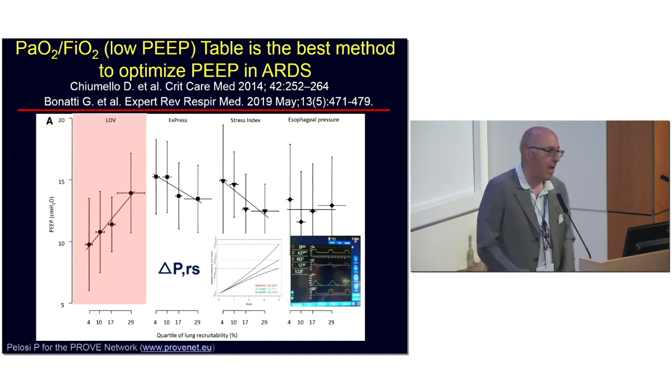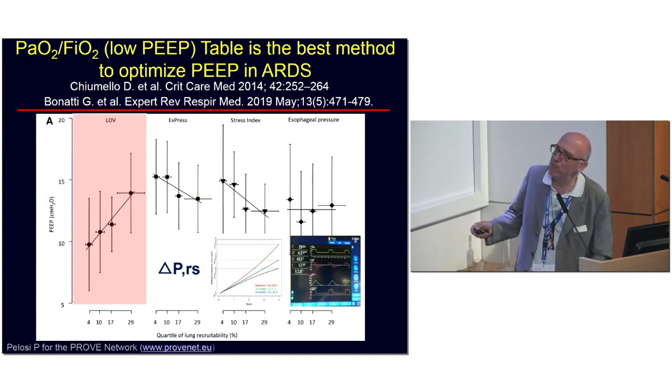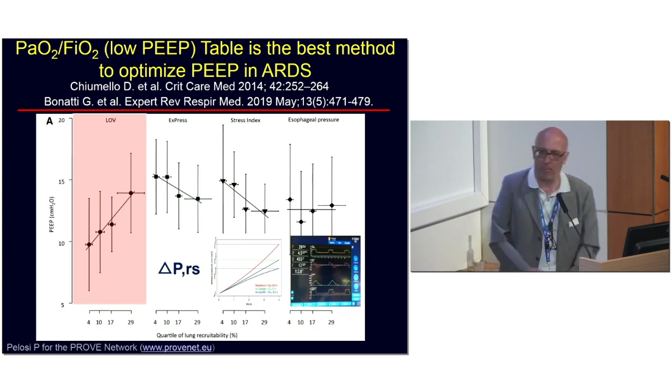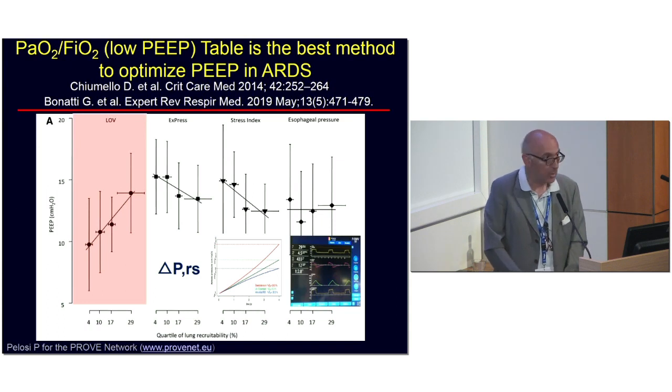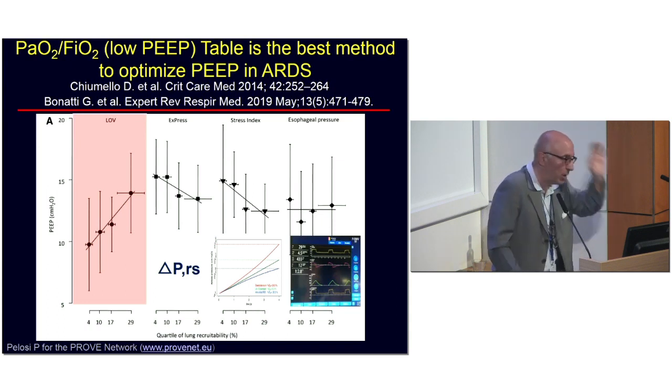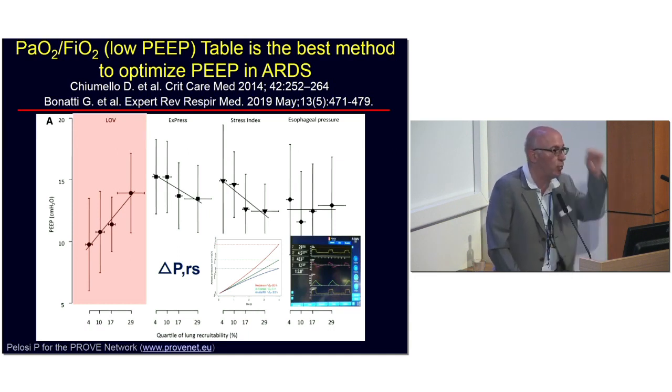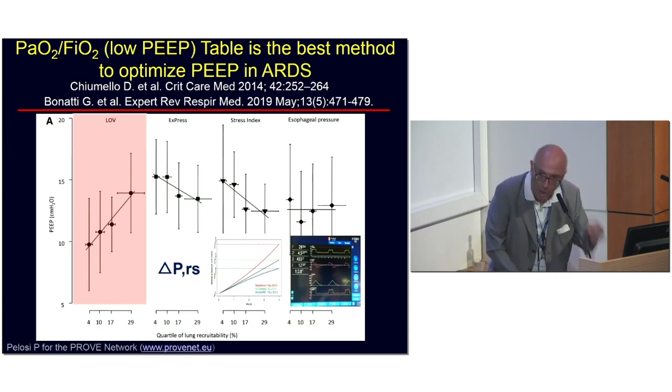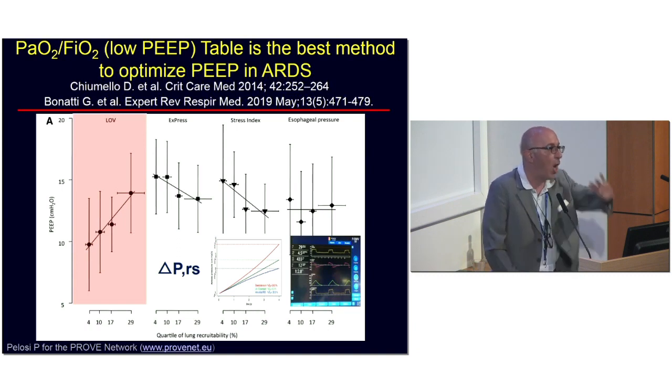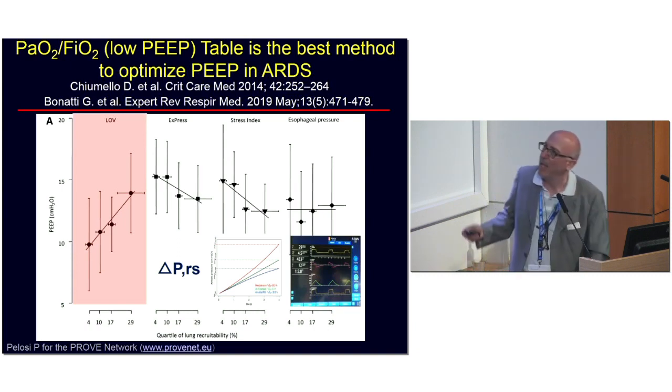Oxygenation. But look at this. If you look at the best driving pressure, you have exactly the opposite effects: higher PEEP in less recruitable, lower PEEP in more recruitable. So don't set the PEEP according to the best driving pressure. The driving pressure is only useful to optimize the tidal volume, not the PEEP.